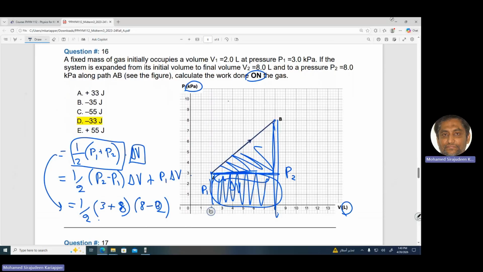Don't be in a hurry. Did we get the work done? No. We only got the absolute value of the work done. How do I know whether to put a positive sign or negative sign? If it is an expansion, if the final volume is greater than the initial volume, so the arrow is this way, right? This is the initial and that is the final. So an expansion means it's negative. So that's why D is the correct answer.